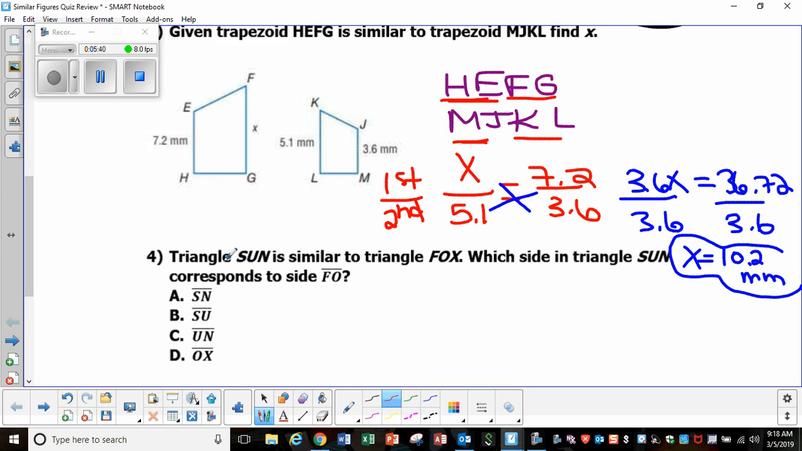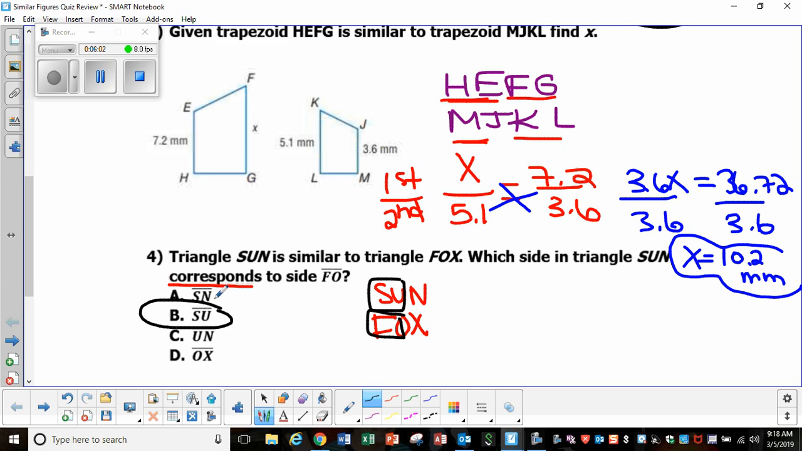Which side in triangle SUN corresponds to the side FO? Again, if you stack your letters, that helps you figure out corresponding sides. It's asking which side corresponds to FO. So if I look at FO here, that's first and middle. So first and middle would be SU, which is letter B. So number 4 is letter B.